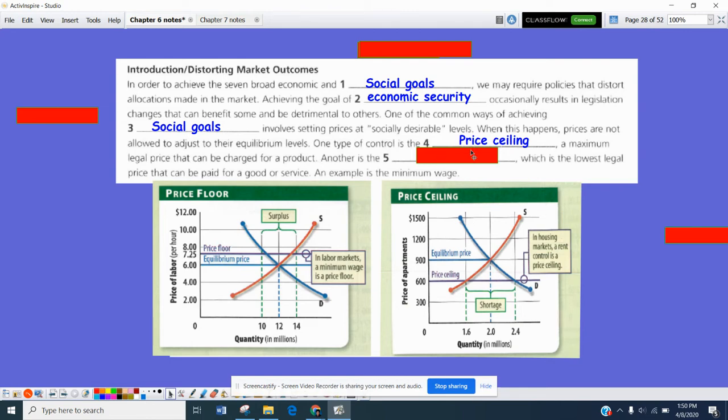Another is what we call a price floor. And that is the lowest legal price that can be paid for a good or a service. An example of that is minimum wage. So over here on this other side, we have our price floor. Minimum wage obviously has moved up a little bit since your textbook was published, but this is to make sure that people can be living and earning a wage that is going to make it possible for them to afford housing and to afford food for their families and such. Hence, that's why we have a price floor.